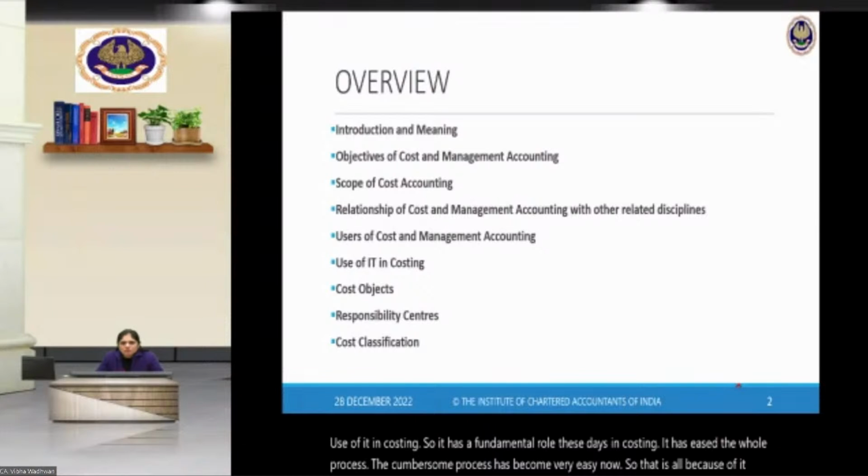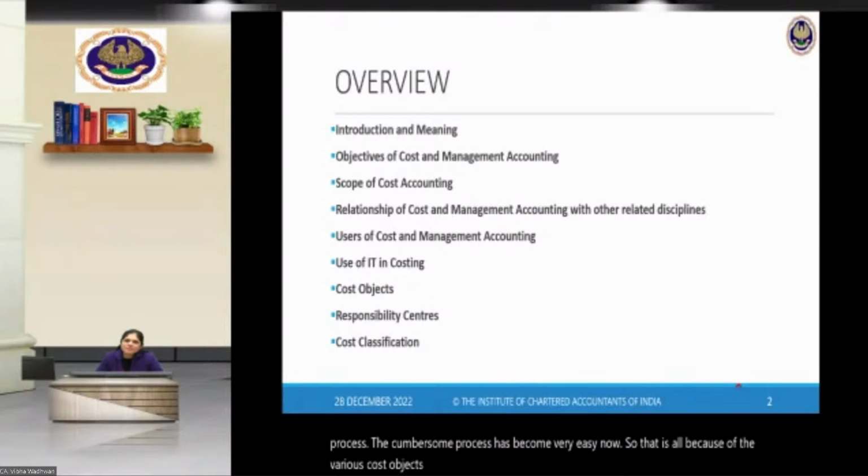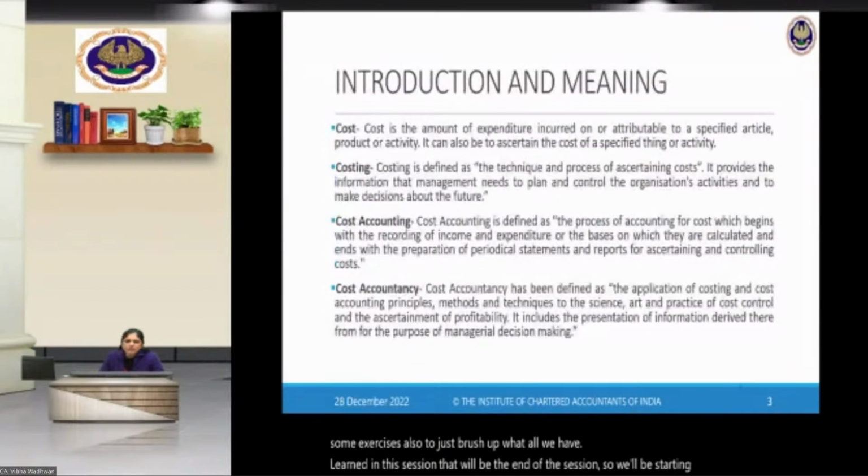The various cost objects, responsibility centers, cost classification, where you will be learning a lot of concepts of different types of cost. And of course, last but not the least, I've kept some exercises also to just brush up what we have learned in this session. That will be the end of the session. So we'll be starting with the introduction and meaning.